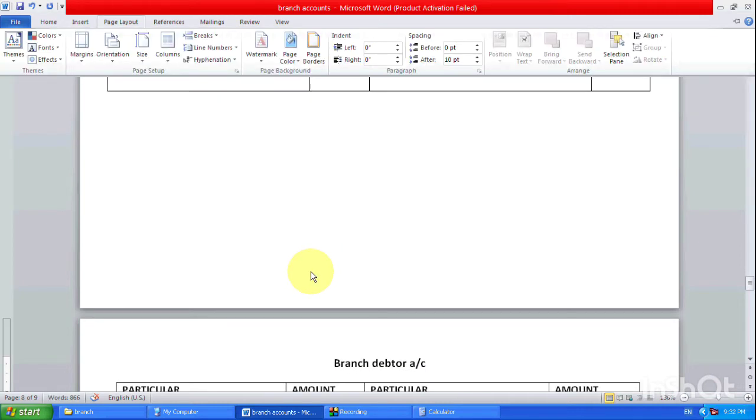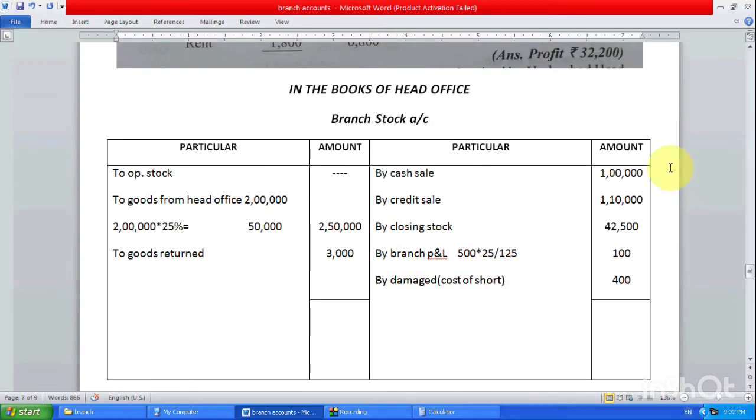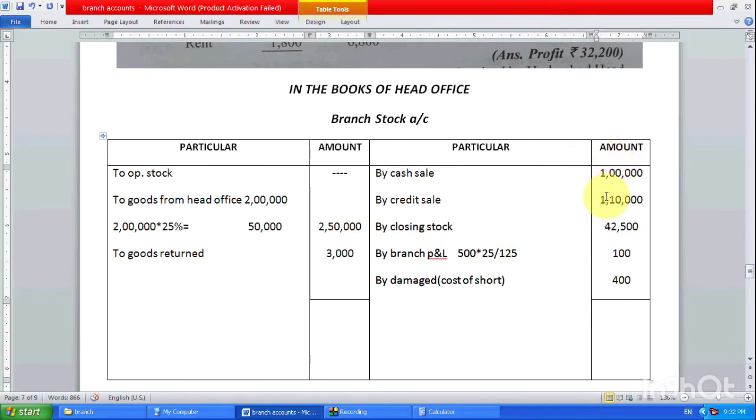Let me adjust this first. Okay, let's calculate here. This is all 1 lakh, 1 lakh 10,000, means 2 lakh 10,000, 2 lakh 52,500, 600, and 53,000 if we add 400. Okay, and the debit side also 2 lakh 53,000. This is how we have to prepare the branch stock account if damage or shortage or something is given.